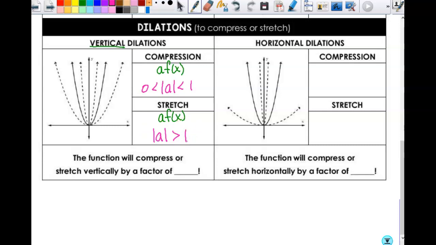So horizontal, this is where you multiply by b. So f of b times x, that means we're multiplying it by x before the function part happens. F of b times x. And since x flips things, the compression is actually when the absolute value of b is greater than 1. And the stretch is when the absolute value of b is between 0 and 1.